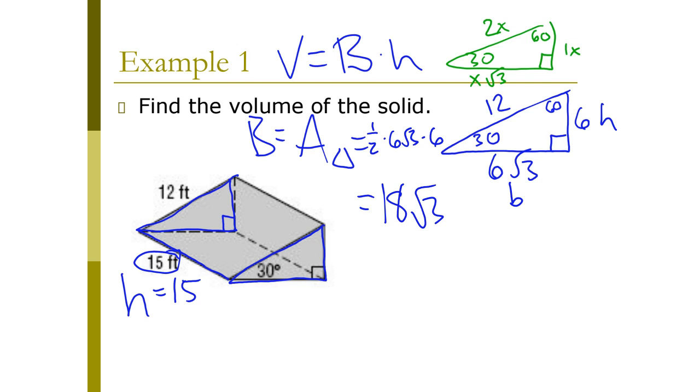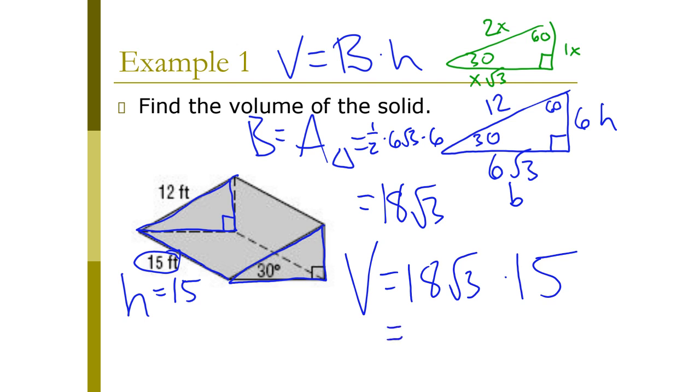So if I want to calculate my volume, it's big B times my height, which is 15. So what's 18 times 15? Pop it in my TI-84, always strapped. 270. And then we pop that root 3 on at the end. This would be our exact answer, okay? This is our exact answer. And that would be feet cubed. If I wanted to get an approximate, I could just multiply it out.